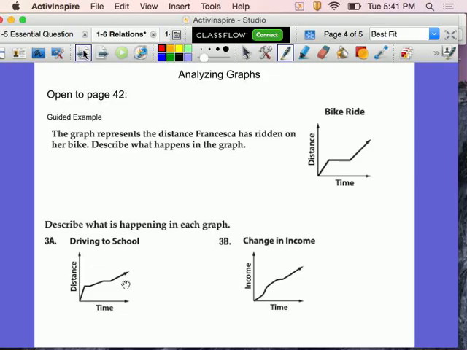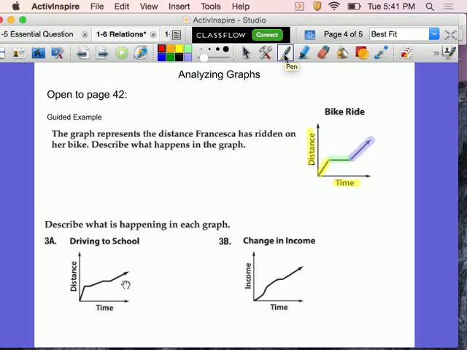So this graph represents the distance Francesca has ridden on her bike. Describe what happened in the graph. So you need to look at the independent and dependent variables and describe what happened in this graph. And you should see that this graph has like 3 basic parts. So we have this part. I'm going to highlight them 3 different colors so they're easier to see. Okay. So you have to describe what's going on in all 3 of those areas of the graph.